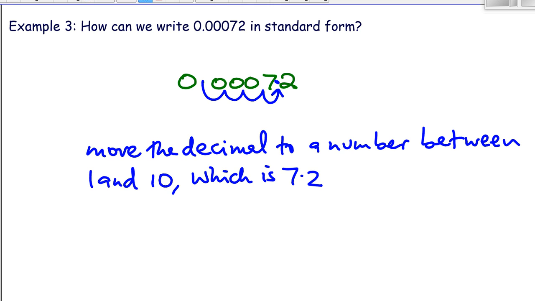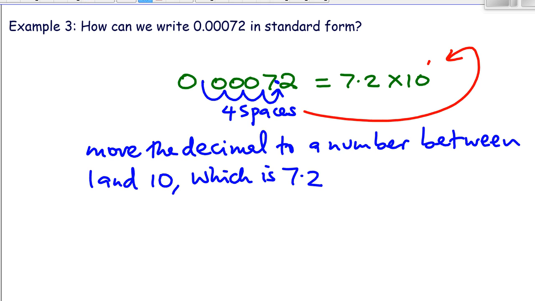So our answer will be 7.2 times 10 to the power. Now remember, how many spaces did we move? 4 spaces. And this is what you're writing as a power. But since we moved in the opposite direction, that will be -4. Ideally, because it's a decimal. For all decimals, you'll end up with a negative power of 10. So our final answer is 7.2 times 10 to the power -4.